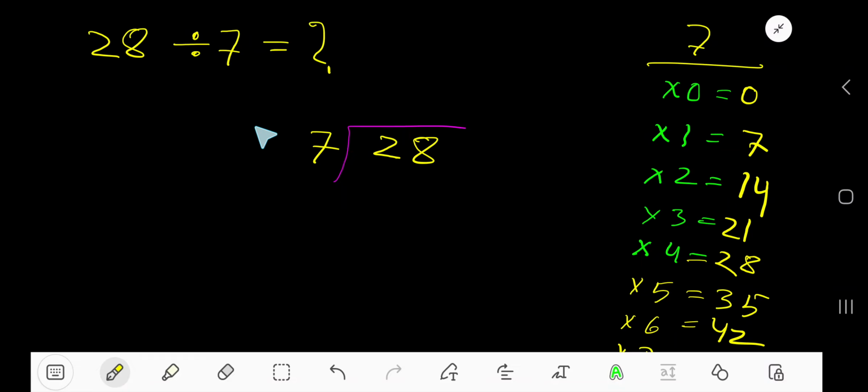28 divided by 7. Here 7 is a divisor, so we need the multiplication table of 7. 7 times 0 is 0, 7 times 1 is 7, 7 times 2 is 14, 7 times 3 is 21.